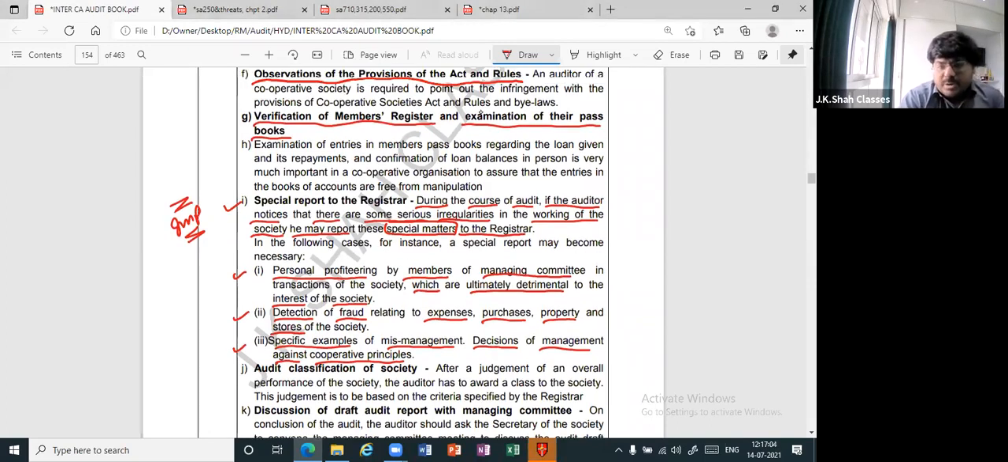So, how many things will you report to the registrar? Three. One, personal profiteering. Second, detection of any fraud with respect to expenses, purchases, property, stores, anything. And lastly, specific examples of any mismanagement and decisions taken against the principles. All cool? All cool. Expected in the examination for somewhere around 4 marks.